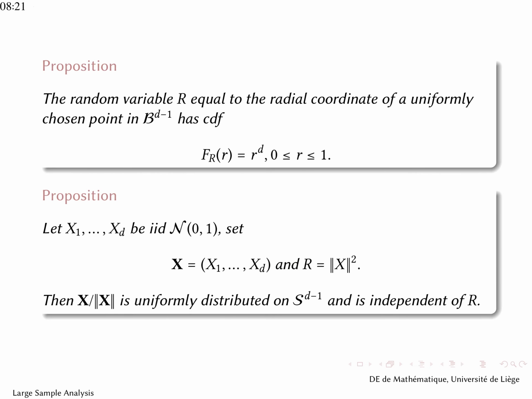To construct this alternative algorithm, we need the following two propositions. First of all, the random variable r, which corresponds to the radius of a uniformly chosen point in the unit hyperball, has a cumulative distribution function of r to the power d. And secondly, if we take a d-dimensional multivariate standard normal distribution and we normalize this, so we divide by the norm, then this new vector has norm 1, and so it will be uniformly distributed on the d-dimensional unit hypersphere. Furthermore, this normalized vector will be independent from the random variable which corresponds to the radius.